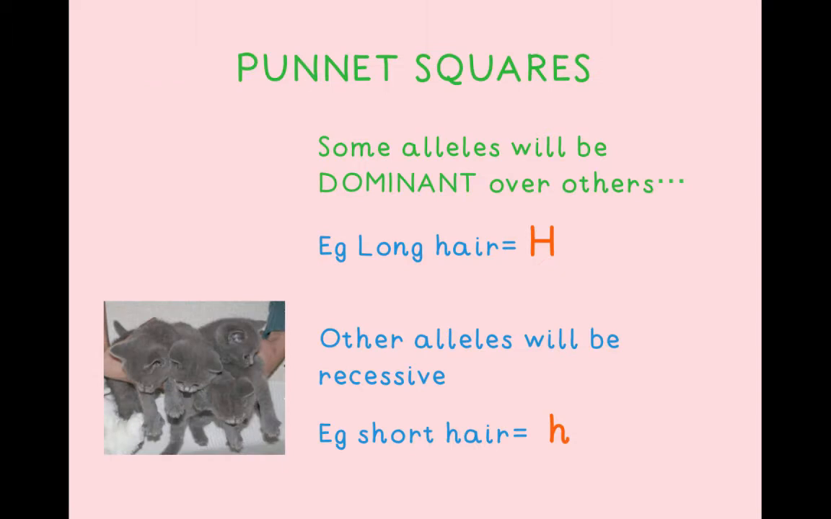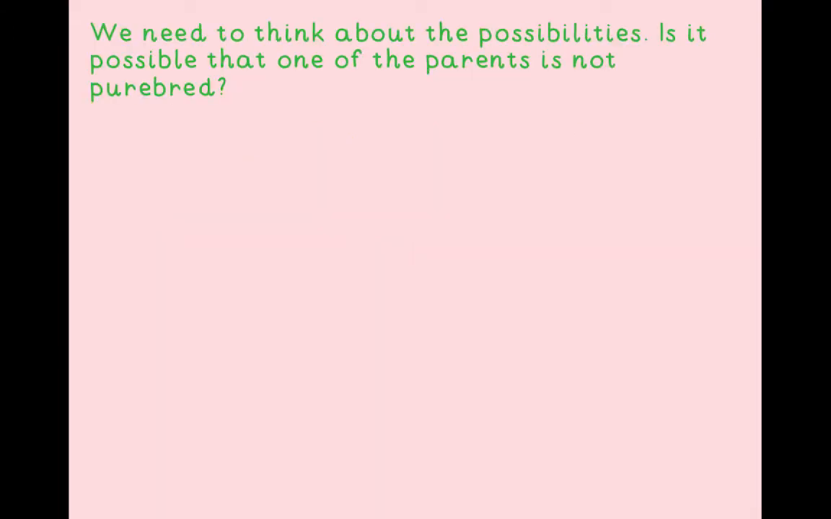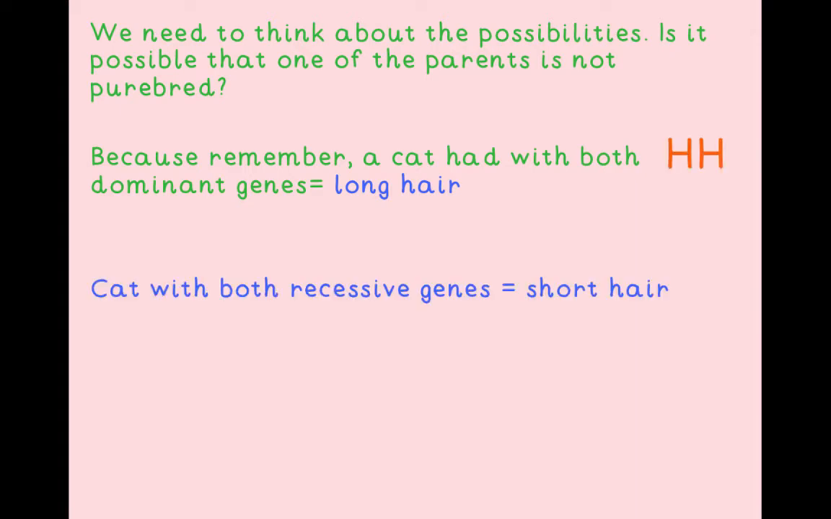Well, let's see what we know about dominant and recessive alleles. Long hair will be represented with an H, and it is dominant. And the other allele will be recessive, like having short hair, and will be represented with a lowercase h. We need to think about the possibilities. Is it possible that one of the parents is not purebred? Because remember that a cat that has both dominant genes will have long hair, and a cat with both recessive genes will have short hair.